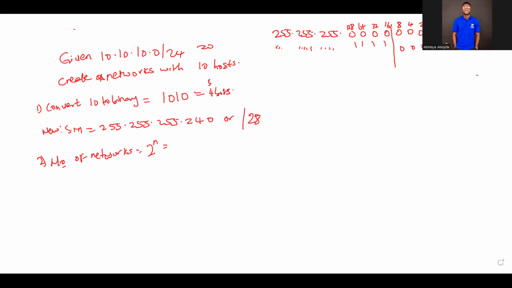That would be 2 raised to the power of 4. Justify your answer, please. Since we have 4 bits, and the formula is 2 raised to the power n, where n is the number of bits that are turned on, it will be 2 raised to the power 4. Okay, and what's the right value? That should be 16, right? Yes. So we are going to end up creating 16 networks.